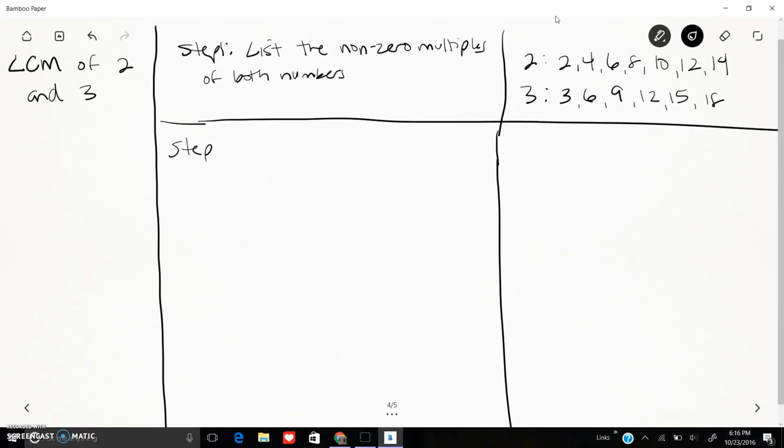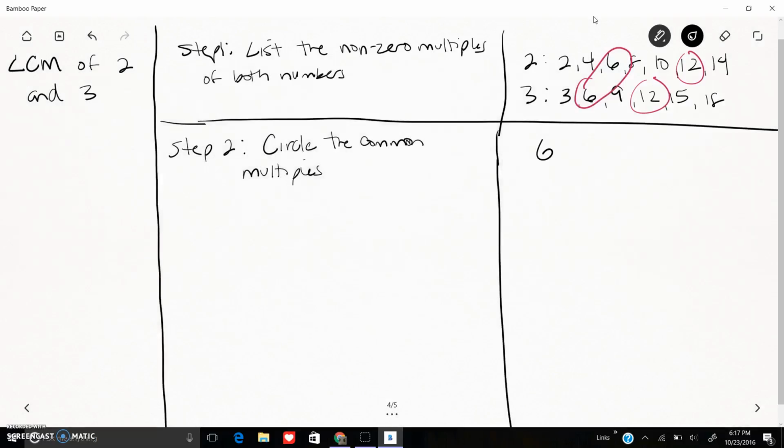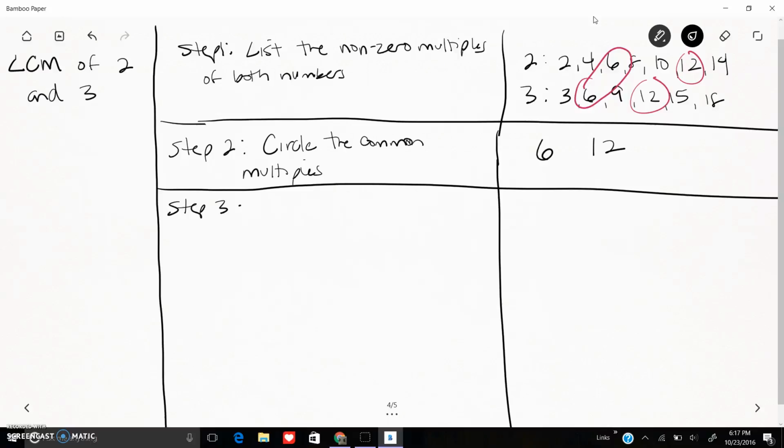So my step 2 then is circle the common multiples. In this case, my common multiples are 6 and 12. I could keep going and have more, but I really don't want to because I want the smallest, right? Least means smallest. So I have 6 and 12. And step 3 is really, tell me which one's the smallest. And the smallest one is the least. So therefore, 6 is my least common multiple of 2 and 3.